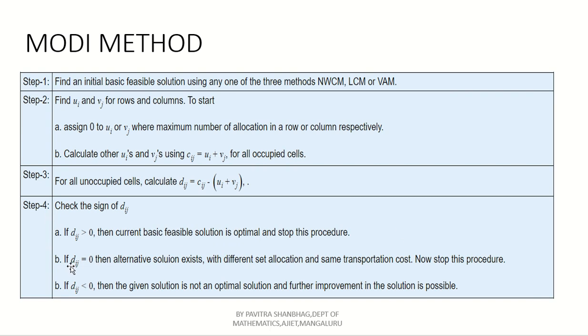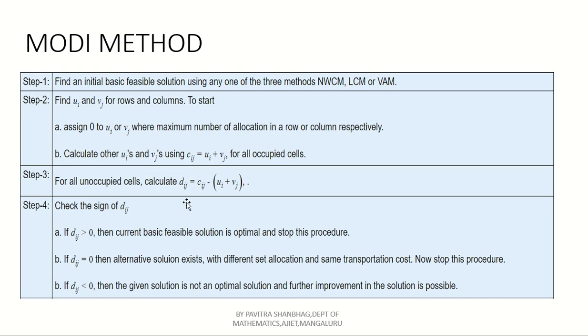Okay. Suppose if Dij equal to 0, then an alternative solution exists with a different set of allocations and the same transportation cost. Now stop this procedure. Suppose the computed value of Dij is 0, then an alternative solution also exists with a different set of allocations and the same transportation cost. Cost will be the same, but a different set of allocations will be allowed here. Okay, at that stage we have to stop the procedure.